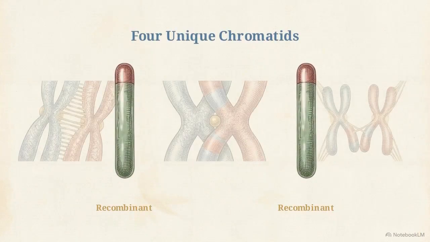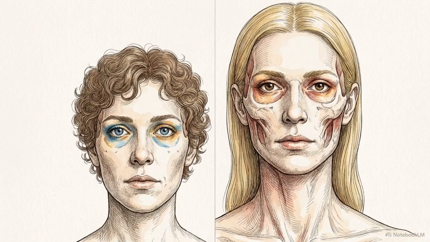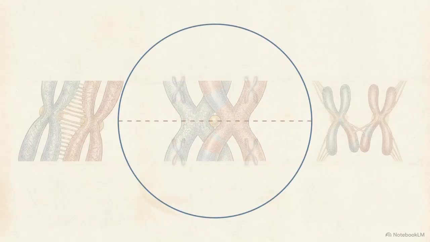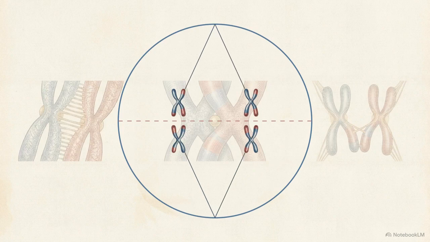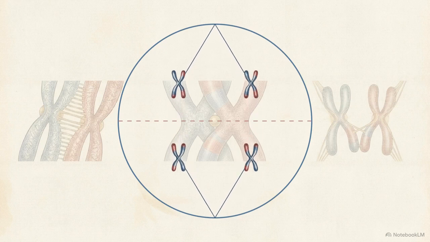Because of the precise physical swapping during pachytene, the resulting chromosomes are entirely unique. This mechanism is the reason why two siblings, coming from the exact same parents, look completely different. In metaphase 1, homologous pairs straddle the equator of the cell. They line up as partners, randomly facing either pole, adding genetic variety.